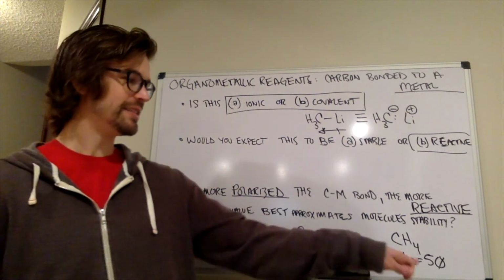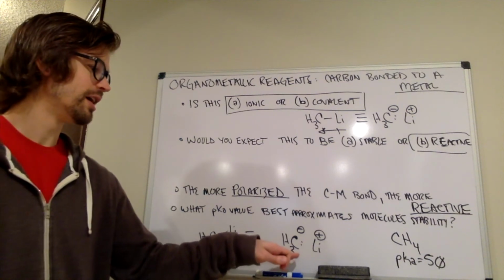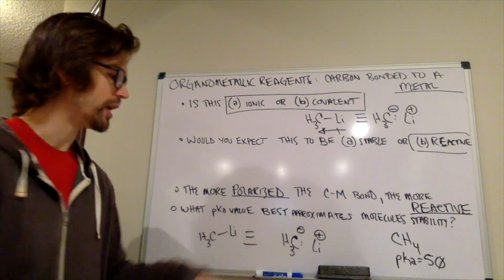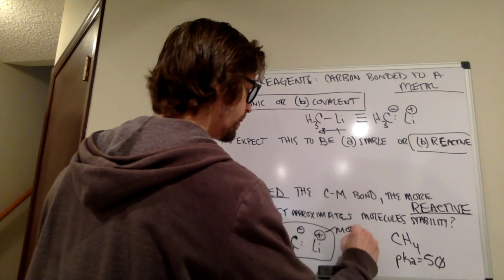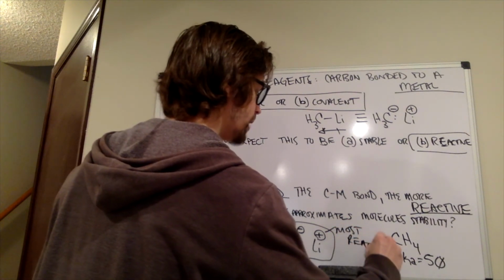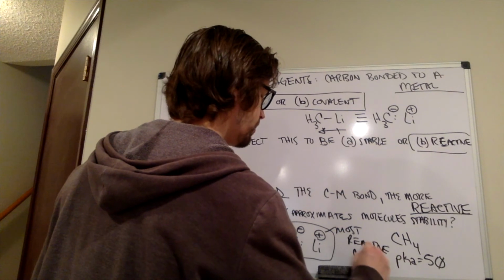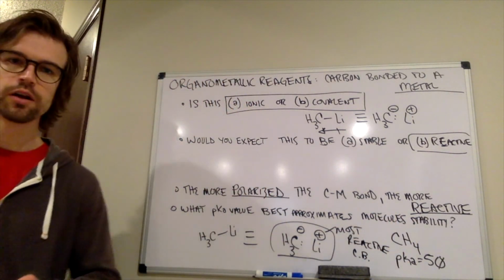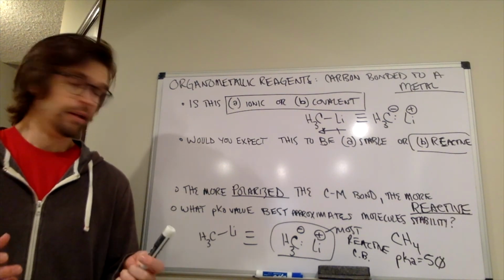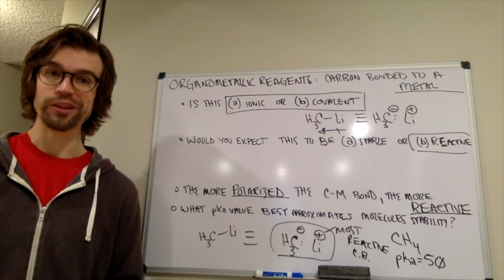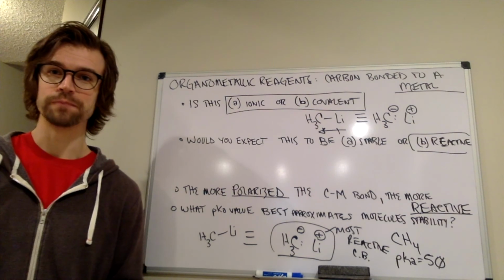It is the least acidic thing on our pKa table. If that's the least acidic thing, that means this is the least stable. It's the most reactive. This would be the most reactive conjugate base related to the acids on that pKa table. So this is going to be a really, really reactive molecule. Yeah, all right.